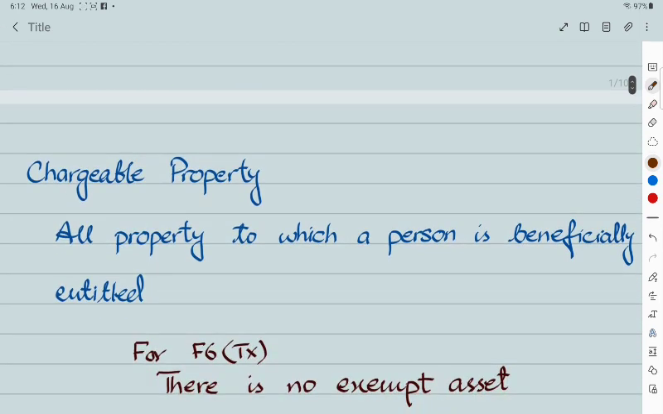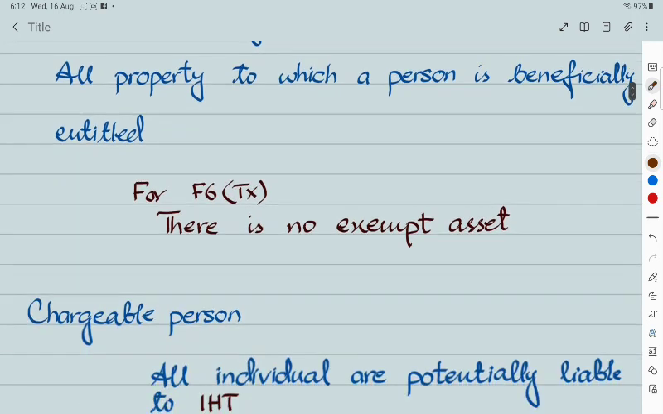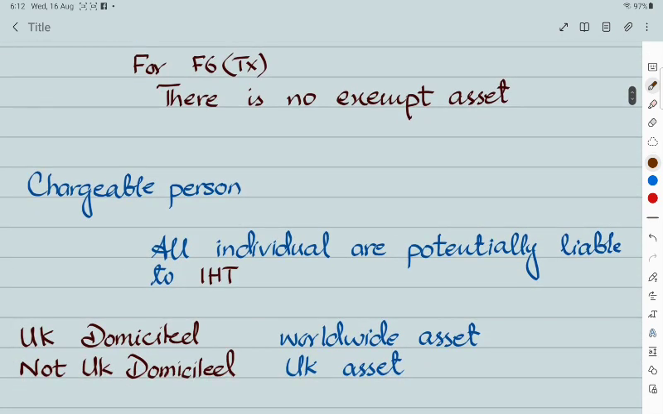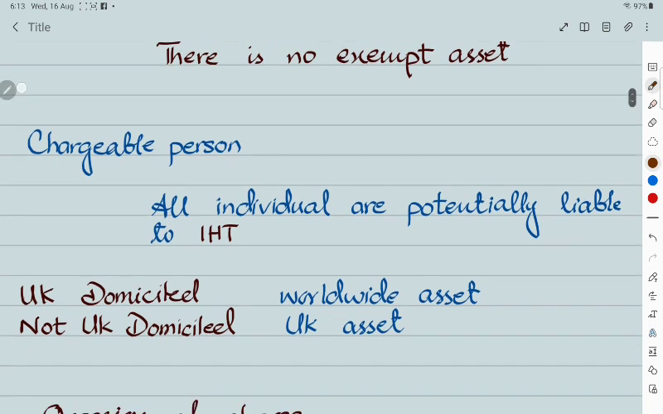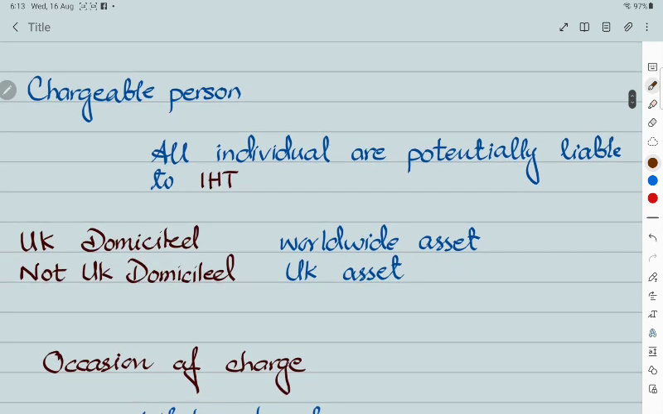Chargeable property. All property to which a person is beneficially entitled is known to be the chargeable property. And chargeable person, all individuals are potentially liable to inheritance tax. Potentially. If an individual is a UK domicile, he has to pay inheritance tax on his worldwide assets, and if he is not a UK domicile, he has to pay inheritance tax on UK assets.